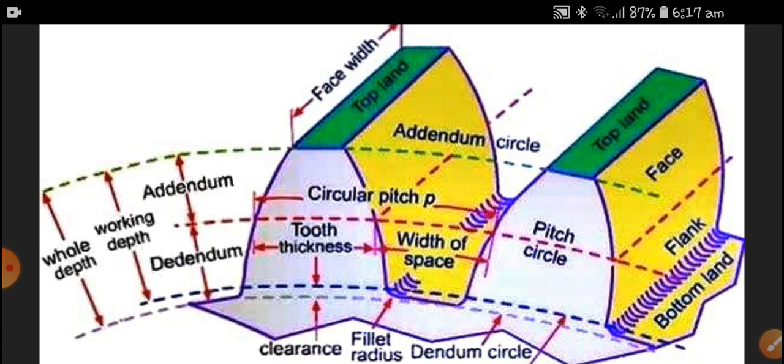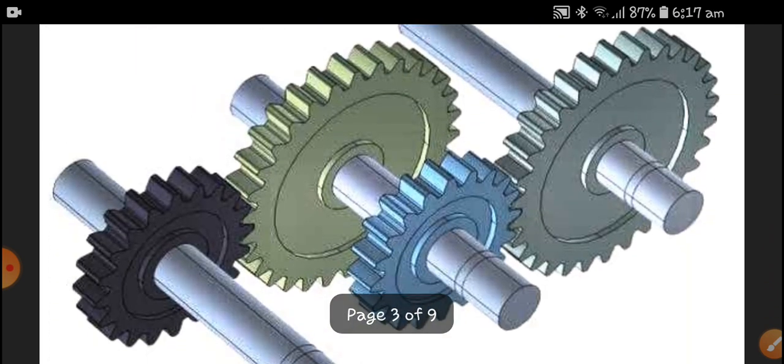And the gear profiles are mostly either in the form of an involute or in the form of a cycloid. The advantages and disadvantages of the involute and cycloid will be discussed in forthcoming slides. The next one is the gear train.